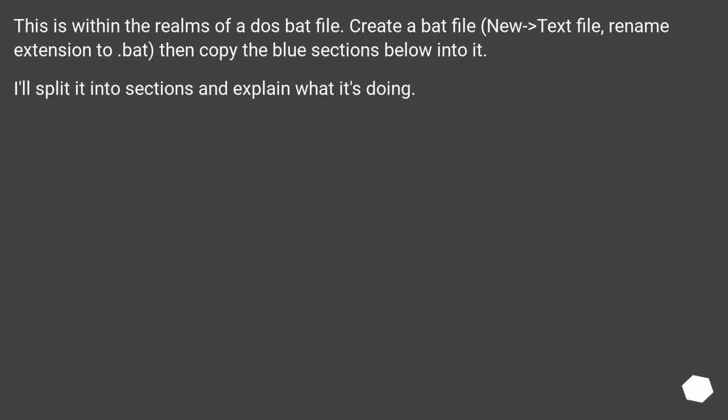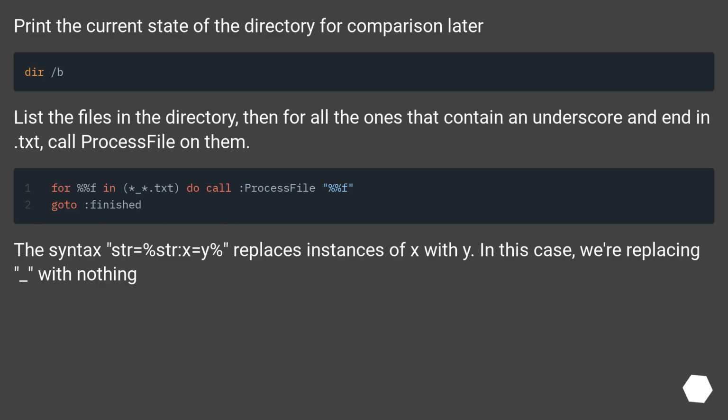This is within the realms of a DOS bat file. Create a bat file: new, text file, rename extension to bat, and copy the blue sections below into it. I'll split it into sections and explain what it's doing. Print the current state of the directory for comparison later. List the files in the directory, then for all the ones that contain an underscore and end in .txt, call process file on them.